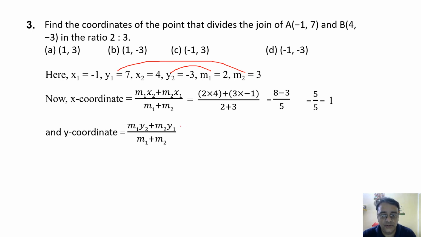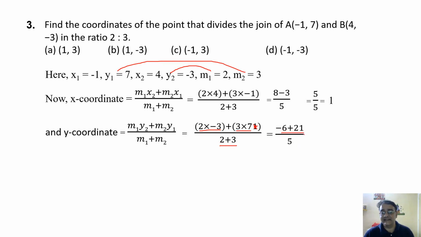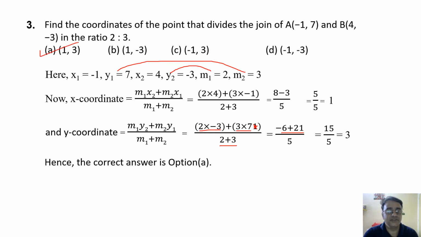So next, y coordinate: m1 y2 plus m2 y1 upon m1 plus m2. So we'll get 2 into -3 plus 3 into 7 upon 2 plus 3. Okay, this is 7, right? So we'll get -6 plus 21 upon 5. So -6 plus 21, 15. So 15 by 5, what is the answer? 3. So which option is the correct one? Option A. Right, option A. So this is the third question.